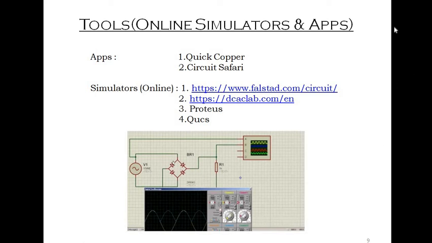During the lab, we mainly concentrate on these online simulators.